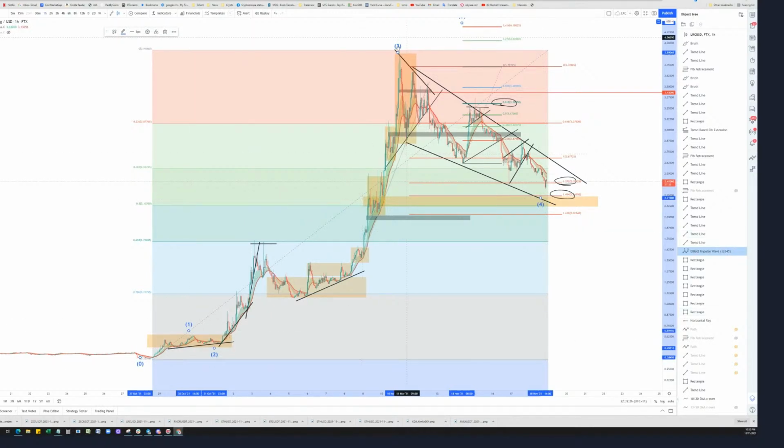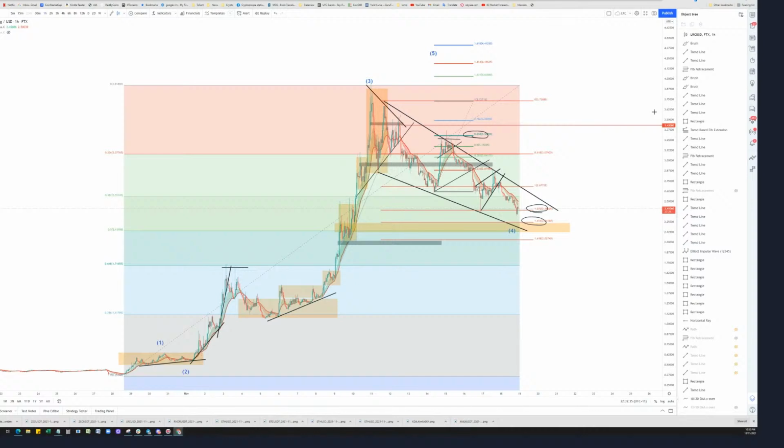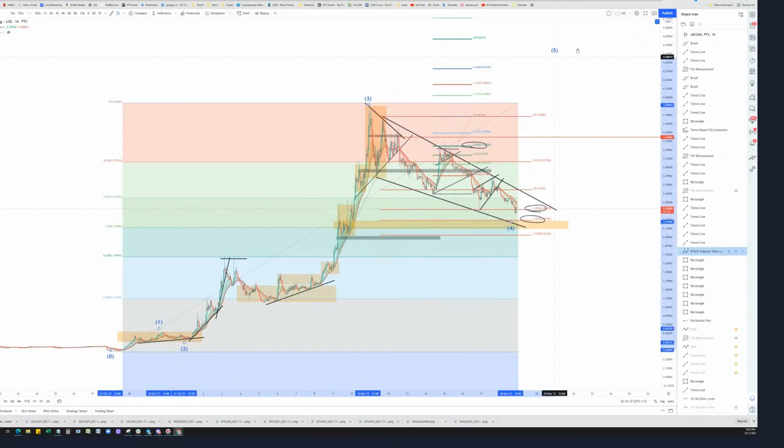We had, in the local aspect, that's wave 5, but in the bigger picture, it's wave 3 to 4, and wave 5 is going to be much higher. So I think, yeah, I see it like that. So big long.